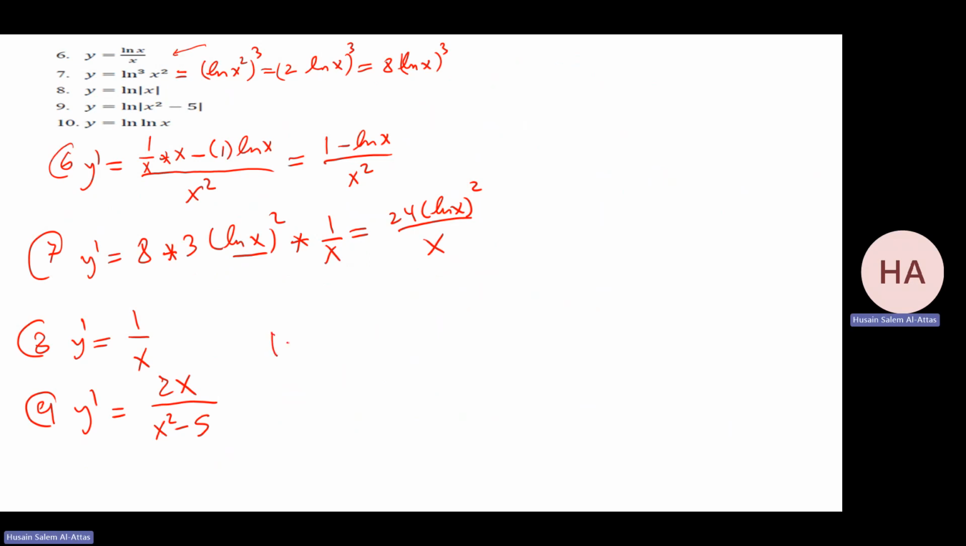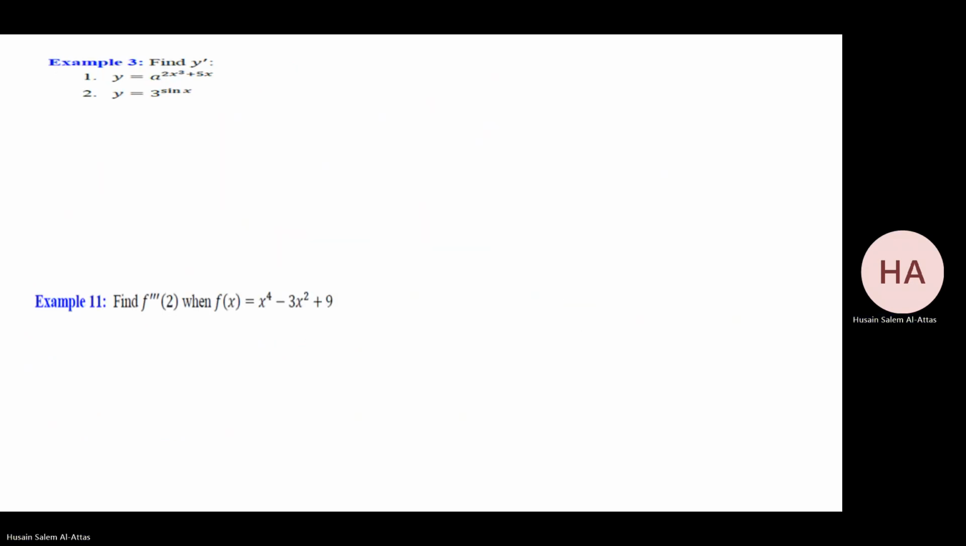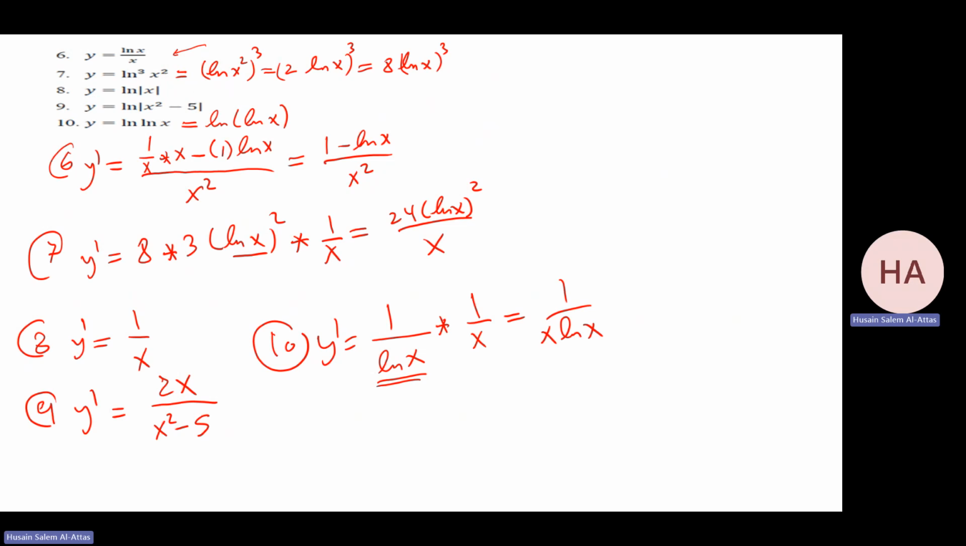Number 10, ln of ln x. Just to be sure, it's ln of ln x. So y prime, I have 1 over u times the derivative of u, times the derivative of this, which is 1 over x. So it will be 1 over x ln x.